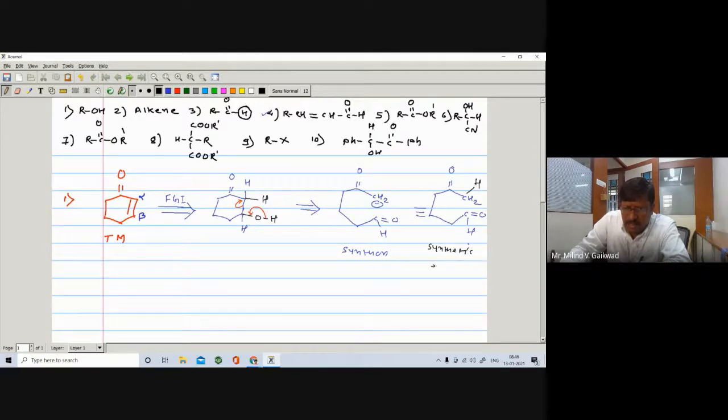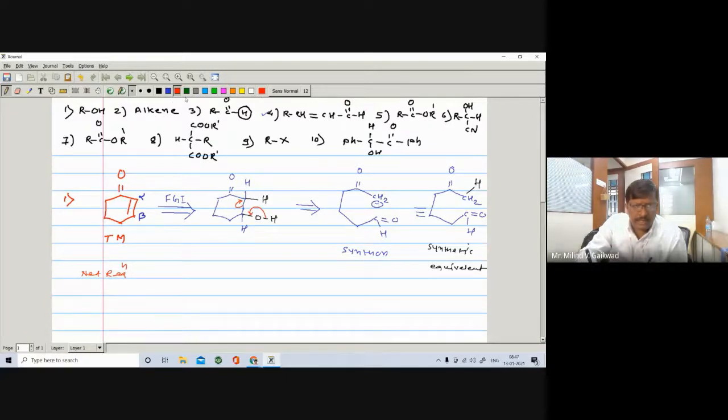Synthetic equivalent. So after writing this disconnection or retrosynthesis, you have to write down the net reaction. So let us see the net reaction for this one. Sometimes in your book they might have given only this one. You have to also write down its corresponding net reaction.